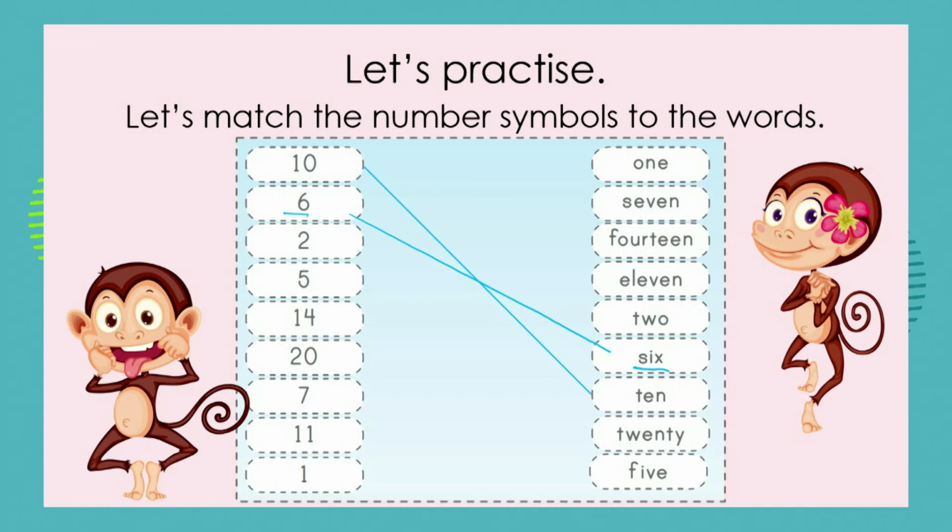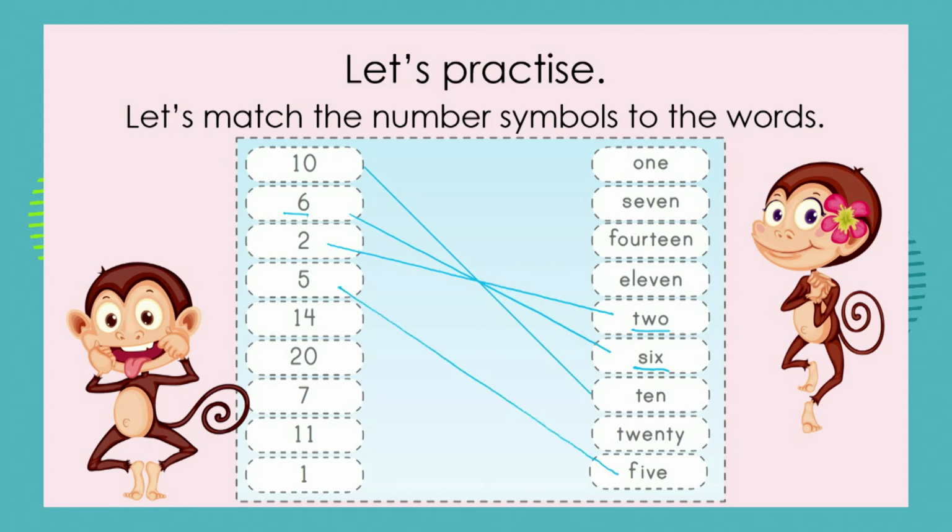Our next number is 2. So let's have a look on the right-hand side. Can you see number name 2? Yes, very good. So we are going to join them. Our next example is 5. Can you see it on the right-hand side? Great work. Let's have a look at our next example.